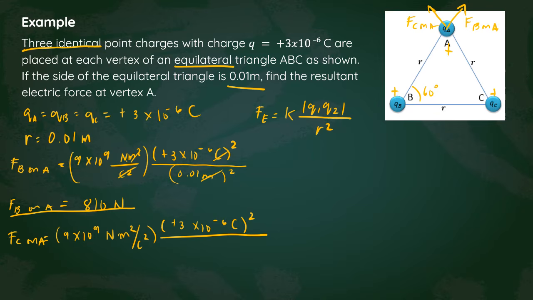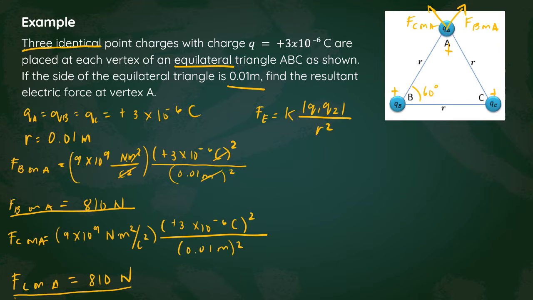They have the same value, 0.01 meters squared. And if you look at it, it's also the same as the values in force B on A. Therefore, F C on A is also 810 newtons.